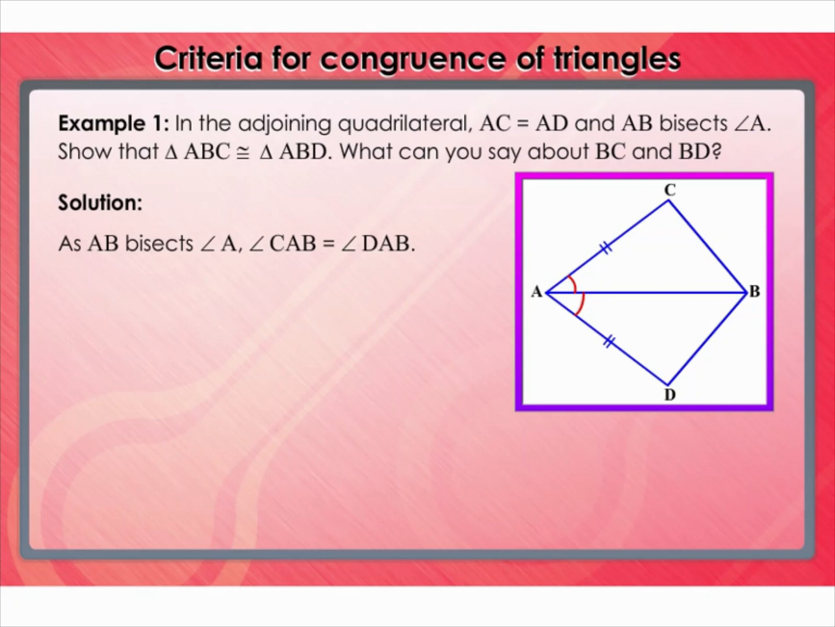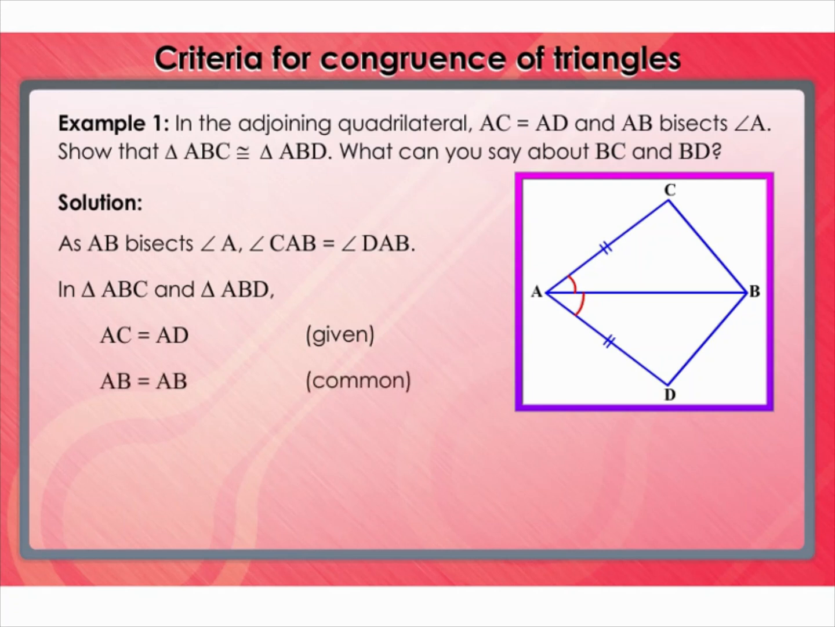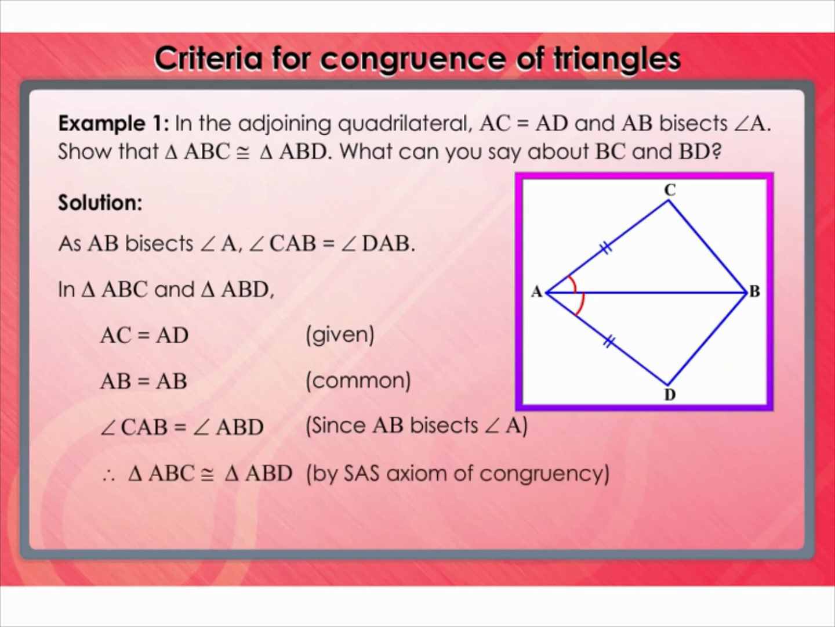As AB bisects angle A, angle CAB is equal to angle DAB. In triangles ABC and ABD, AC is equal to AD, it is given, and AB is equal to AB, since it is a common side for both the triangles ABC and ABD. Angle CAB is equal to angle DAB, since AB bisects angle A. Therefore, triangle ABC is congruent to triangle ABD by the SAS axiom of congruency. Therefore, BC is equal to BD by the CPCT theorem.